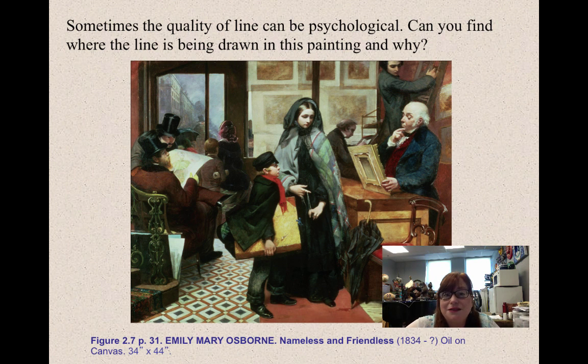But do you see a line in the painting? And do you know why it's there? So, okay, this might be hard, so I'm going to point it out to you. So here is my arrow once again. This line separates the woman from the art dealer. And why does it do so?